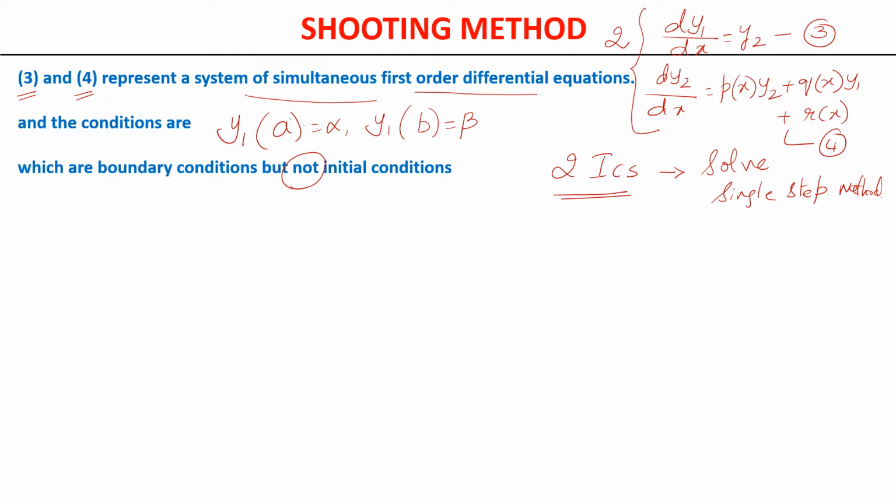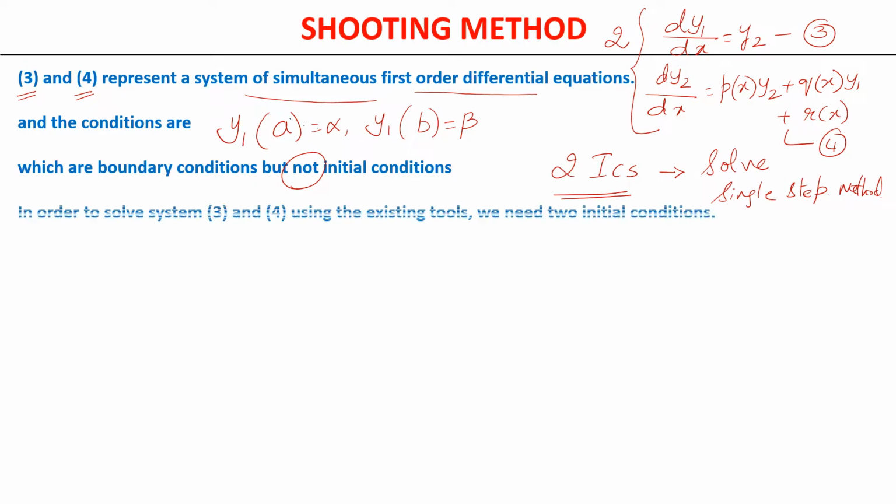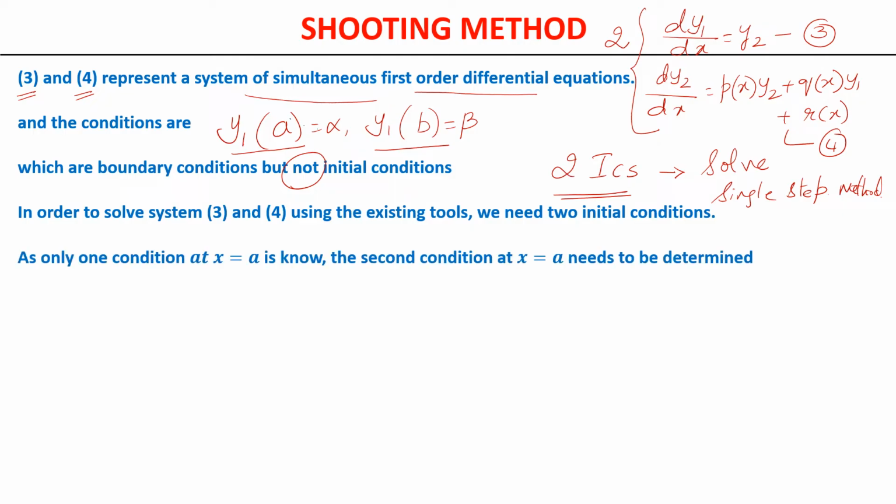Now that's where we have a problem. Instead of initial conditions, we have one condition at A, one condition at B, and they are boundary conditions and not initial conditions. So in order to generate the second initial condition, now when I talk about initial conditions, all the conditions must be prescribed at A.